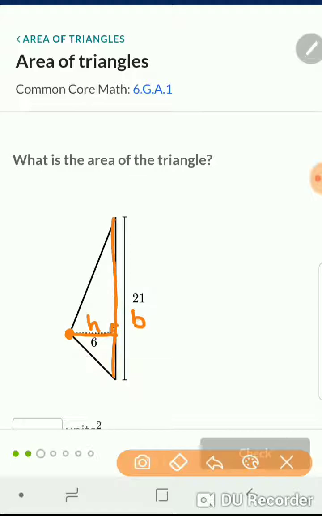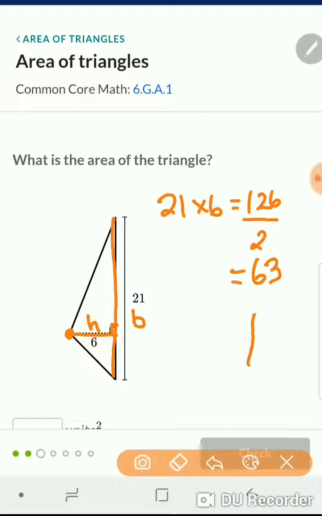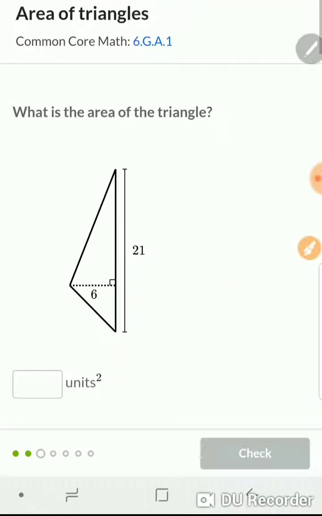So now my base is 21 and my height is 6. I multiply 21 by 6. 21 times 6. 20 times 6 is 120. 1 times 6 is 6, so the answer is 126. Then I take half. 126 divided by 2 is going to be 63. So my area is going to be 63 units squared.